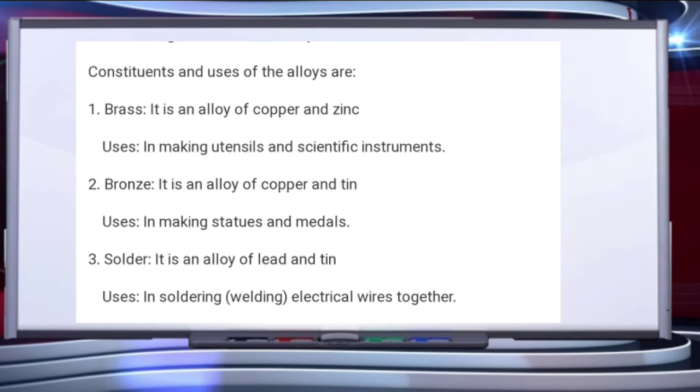Second alloy, we have bronze. It is an alloy of copper and tin, and it is used in making statues and medals. The third alloy, children, very important, that is solder. It is an alloy of lead and tin, and it is used in welding purposes, welding of electrical wires, etc.